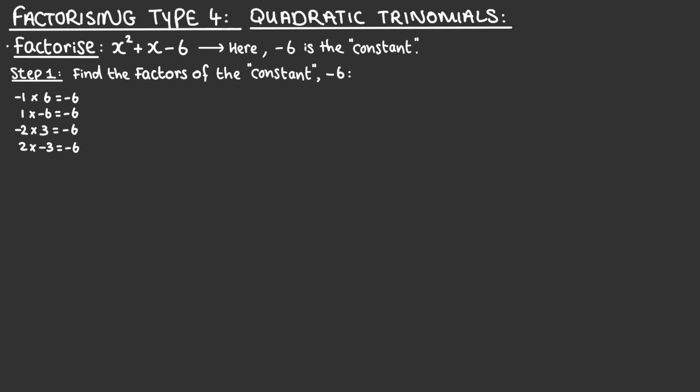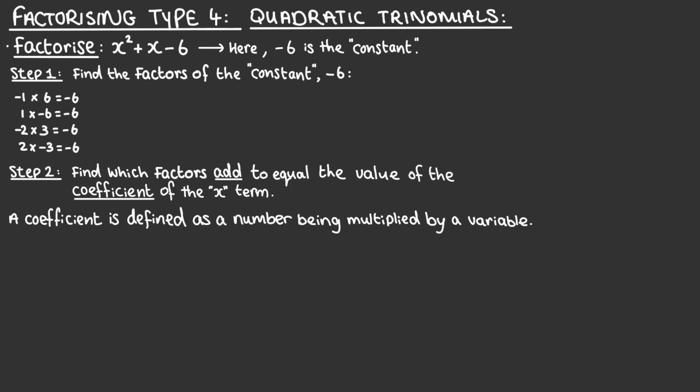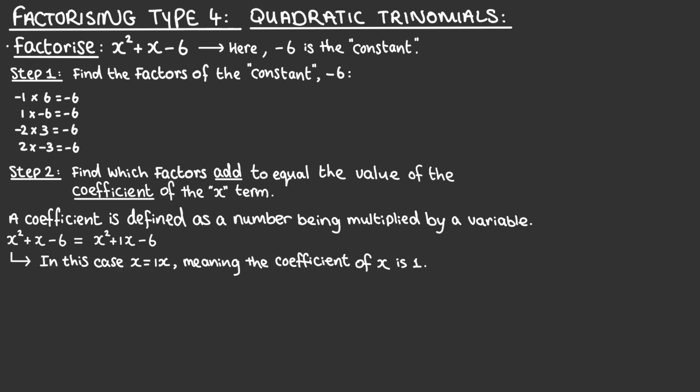So for step 2, we have to find which factors add to equal the value of the coefficient of the x term. So what does that actually mean? Well, the coefficient of x is just 1 in this case. A coefficient is defined as a constant being multiplied by a variable. So in this case, we just have x or 1x. So the constant is 1. And so therefore, the coefficient of x is equal to 1.